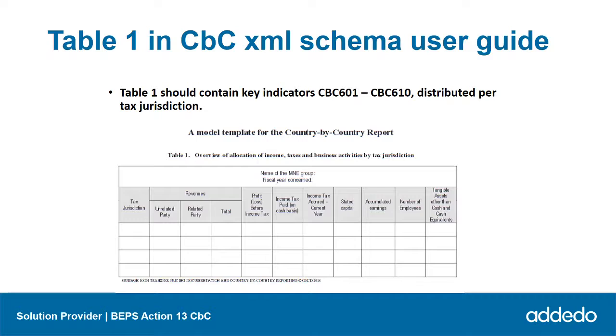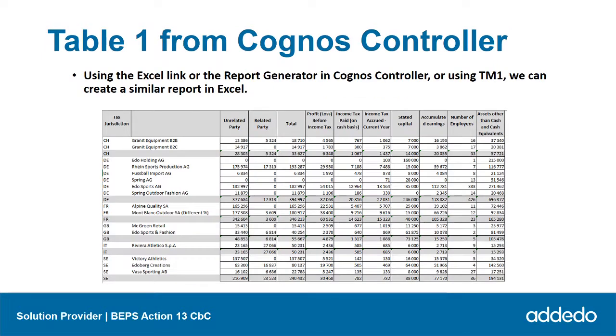So in Cognos Controller, we are able to create the tables from the OECD specification. This is Table 1, how it looks in the documentation. And this is how we can create it in Excel Link or TM1. This is actually more detailed than it has to be. Only the gray lines should be reported to the tax authority or the receiving entity.